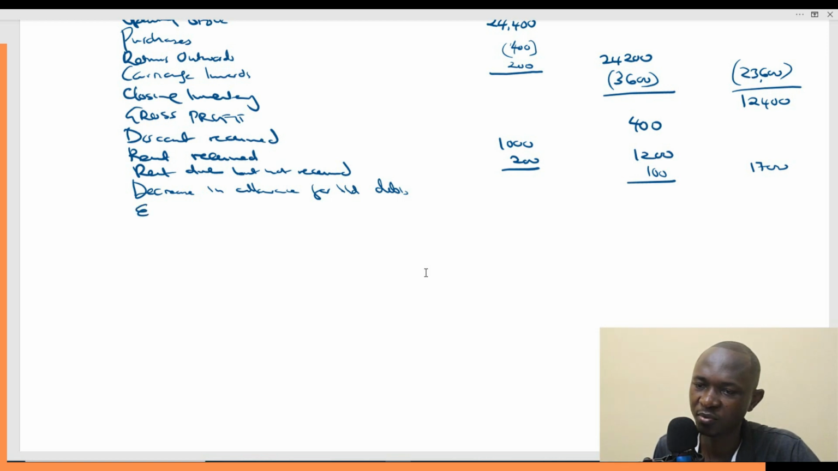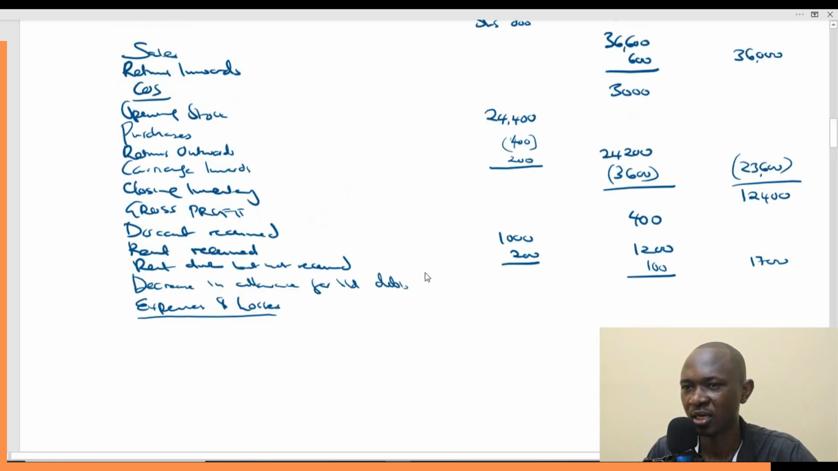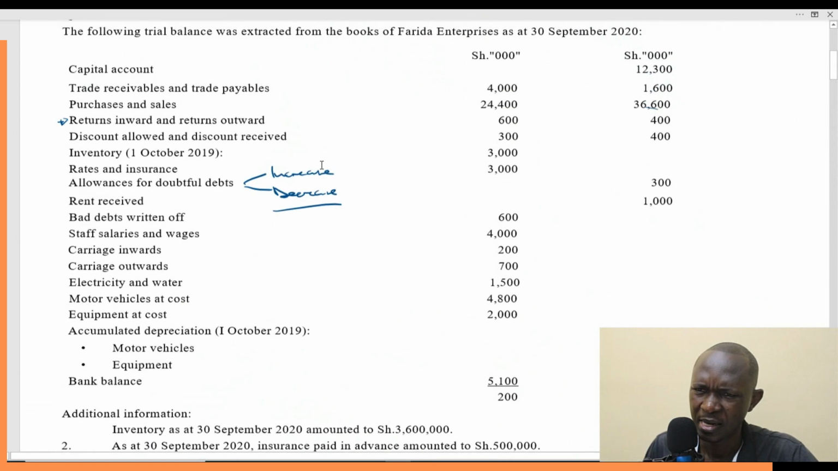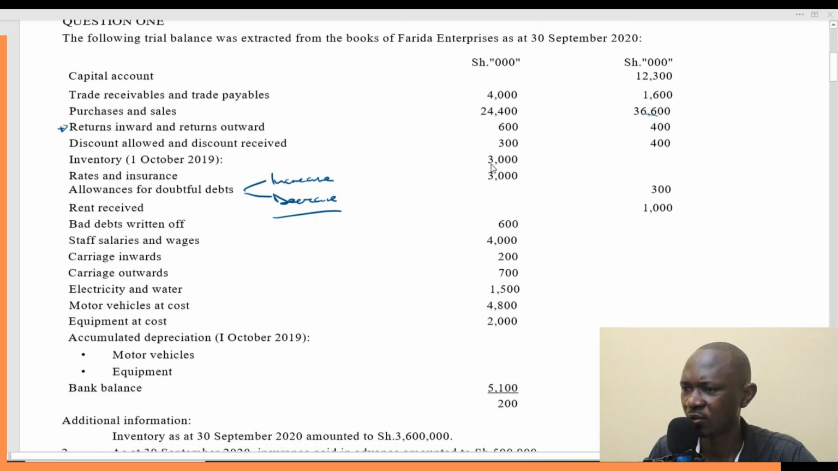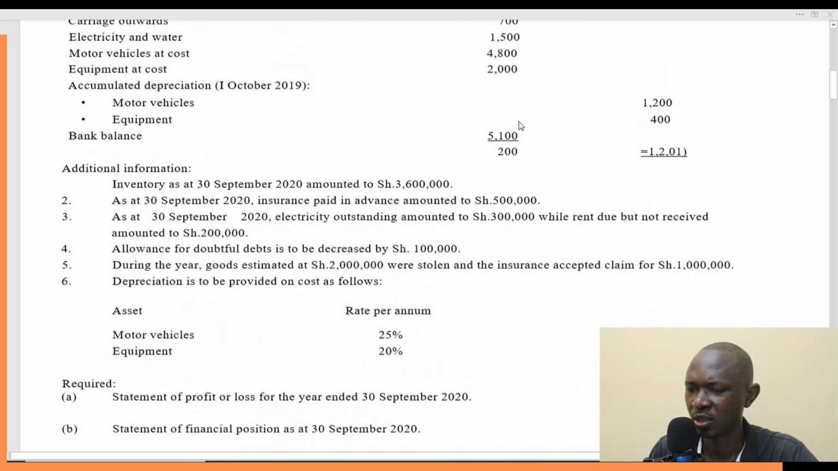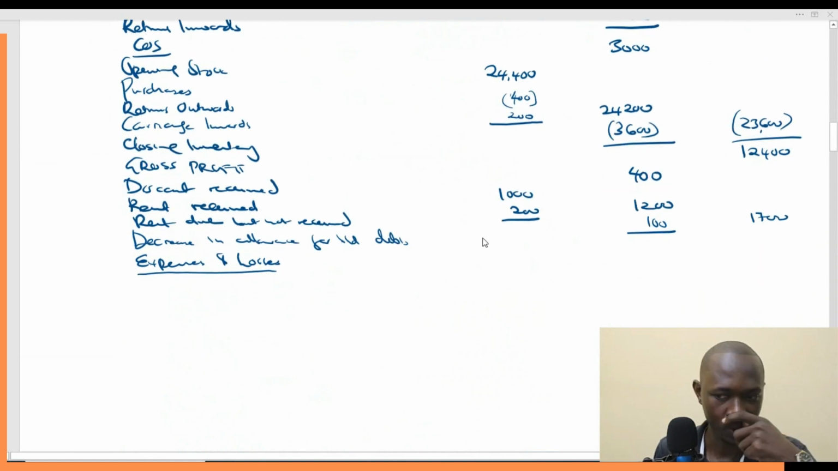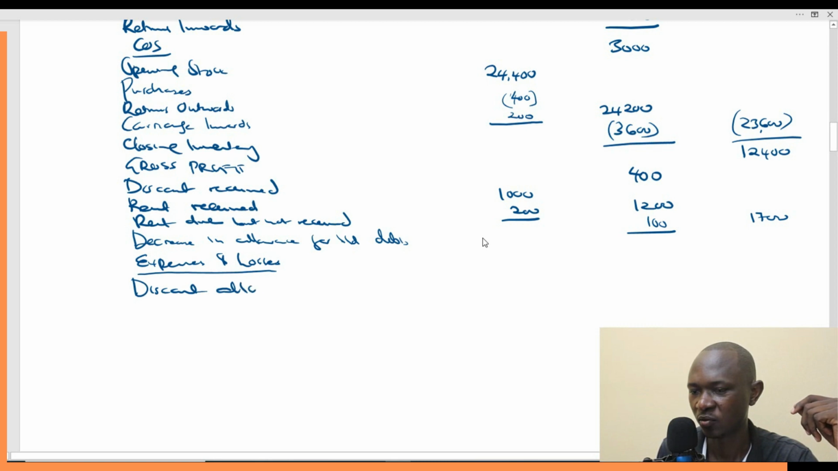We have now the expenses and losses. So we need to capture all the expenses and losses. Let's start with our first one. The first expense or loss is discount allowed. Discount allowed is 300. So discount allowed 300. That's how we go about it. Just pick them as they are. There was no working on discount allowed. So discount allowed 300. Pick it.